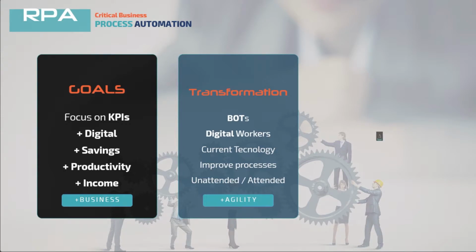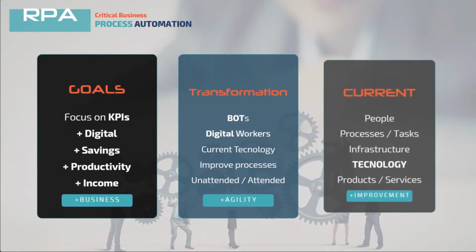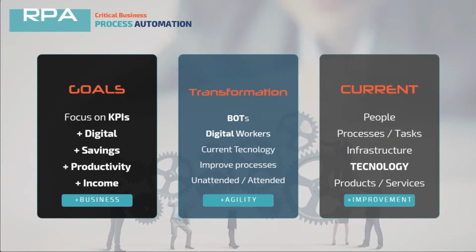But it's very important to let you know that we will use your current infrastructure and your current assets, such as people, your current processes and tasks, and we will improve these processes and tasks using your current technology, and we will use all of this integrated with products and services. So this is going to be improved by all the digital transformation that we're going to provide using RPA.